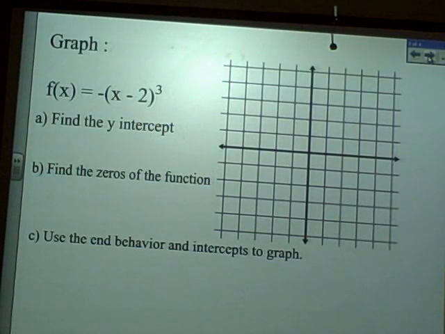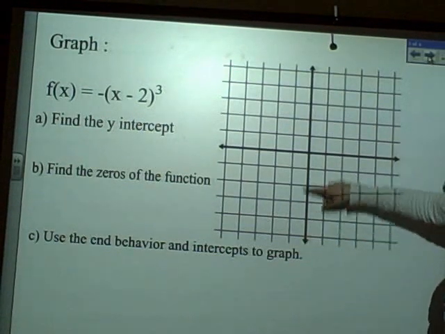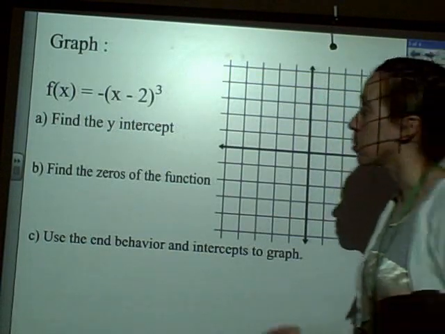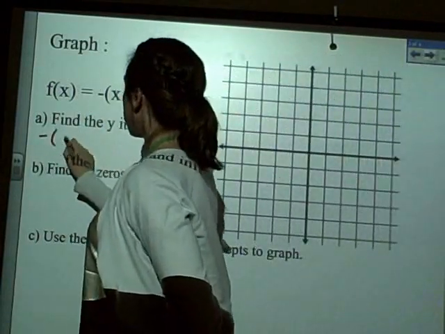We don't have a cubic function in standard form, so we can't just read the d value right away. We have a factored one. So what we're going to do is the y-intercept, where my graph crosses the y-axis, is when x equals 0. I'm just going to plug a 0 in for x.